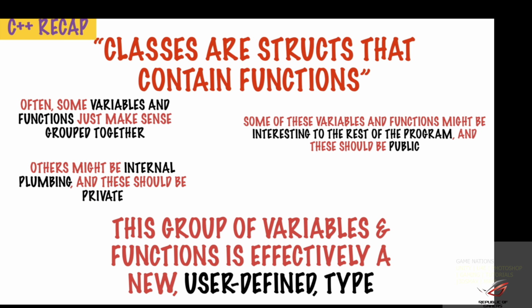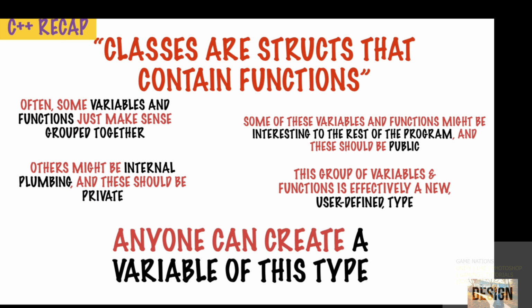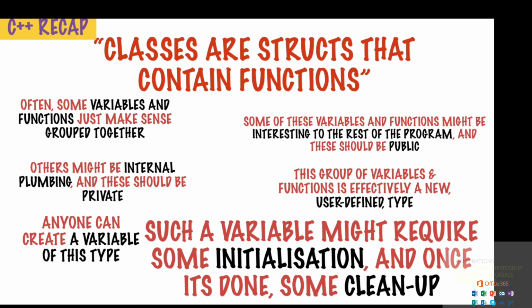This group of information about a logical unit becomes a new user defined type. A class is a way for you as a developer to define a data type which is on par with integers, floats, doubles, or any of the other primitives that you see in C++. So once you set up a new data type by defining a class, anyone can create a variable of the class type. When someone creates a variable, they are said to instantiate the class, create an instance of the class, or create an object of that class.